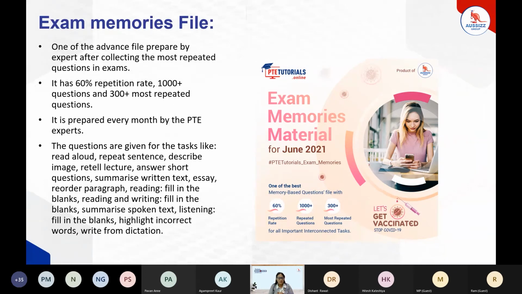Okay, there are different purposes for which we can refer to exam memories. I have written the tasks as well for which we can refer to the exam memories. If I count them out, there would be approximately 8 to 10 tasks for which we can refer to the exam memories file. So this is the information for it.